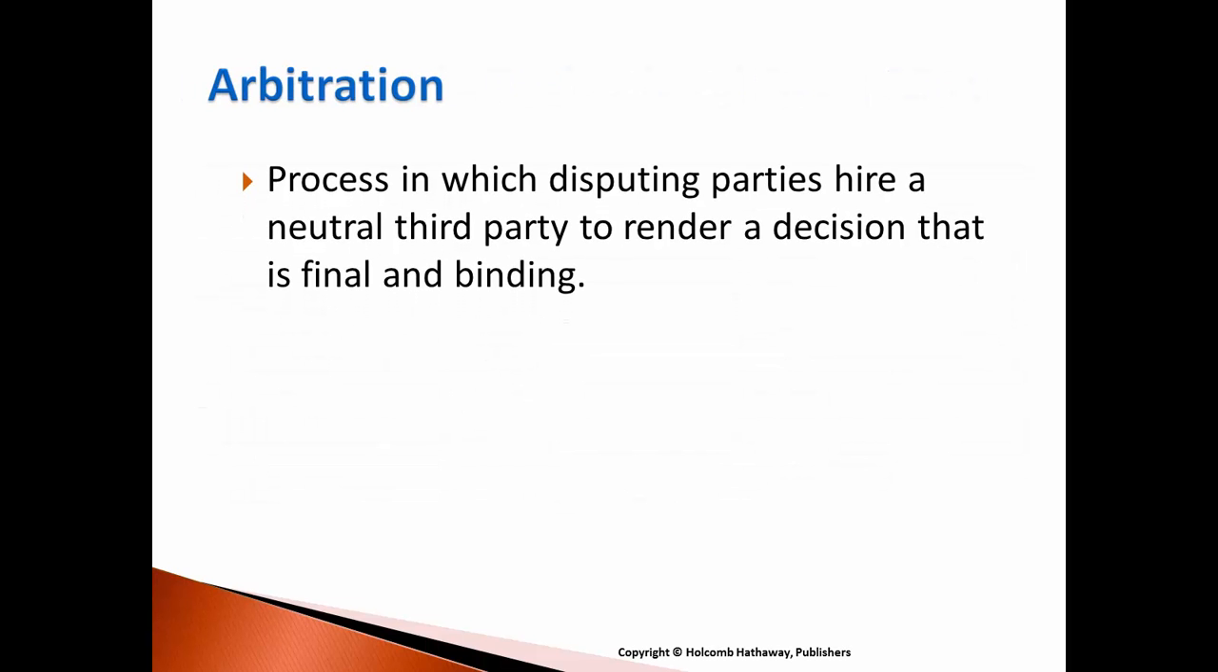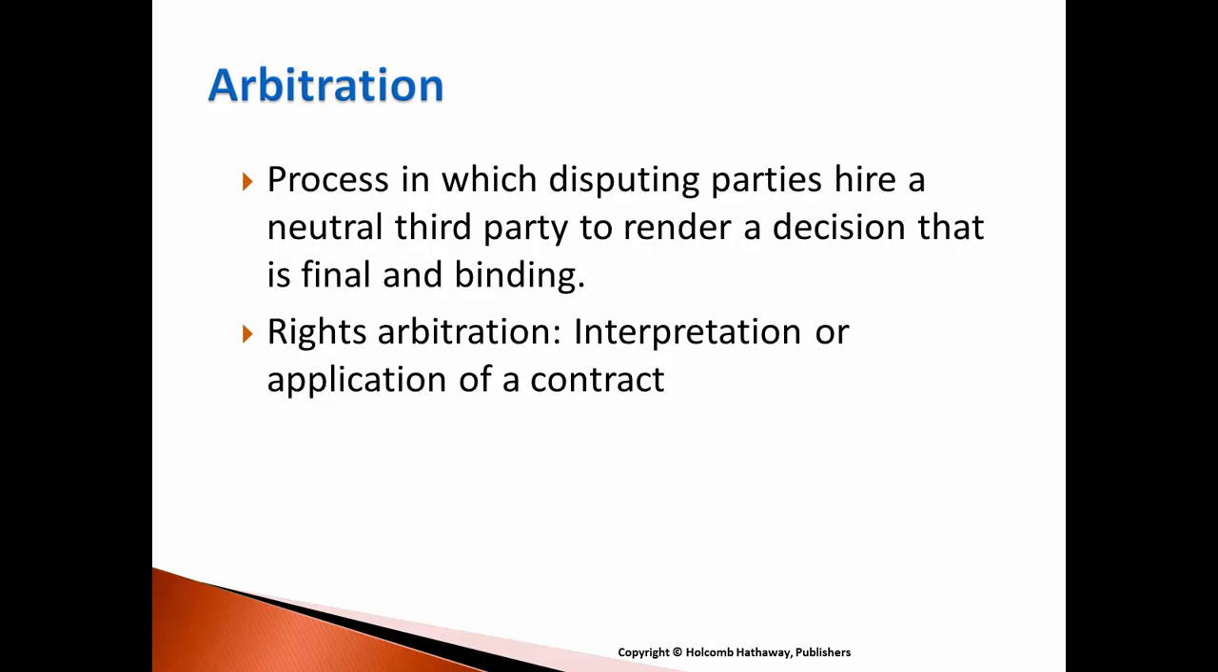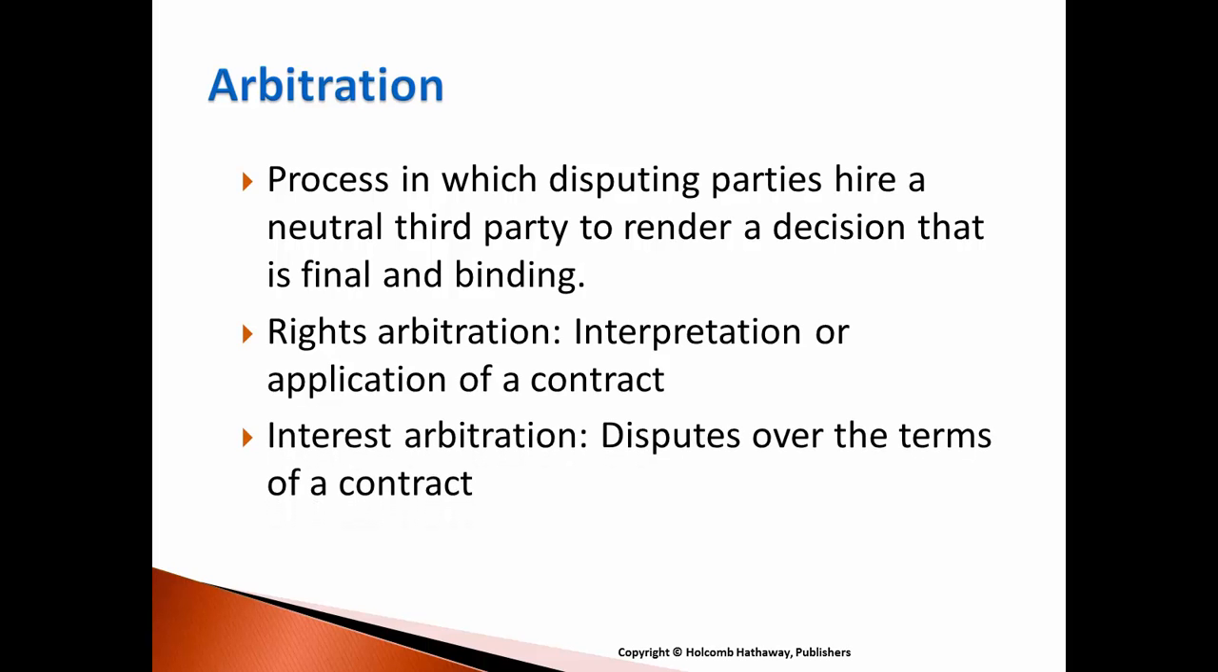Now, disputes arise in the collective bargaining relationship and are resolved in arbitration, which is a process in which disputing parties hire a neutral third party to render a decision that is final and binding. There are actually two types. There's rights arbitration, which is an interpretation or application of a contract; disputes over the interpretation or application of the contract are discussed and a decision is rendered. There's also interest arbitration, which covers disputes over the terms of a contract, such as salary arbitration.